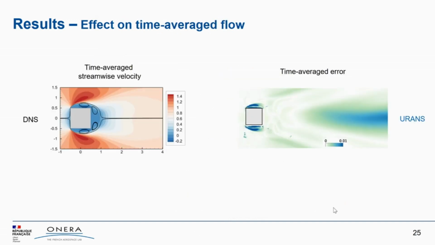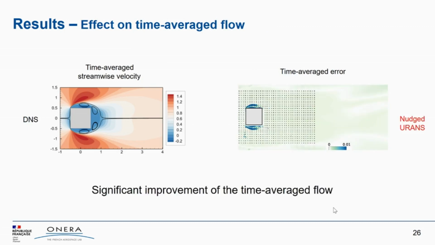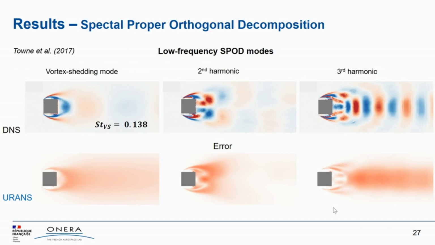So we also had a look at what happens to the time average quantity. On the left you see the time average streamwise velocity of the DNS, and on the right the time average error of the neurons. And now you clearly see that for the nudged neurons, this time average error is significantly decreased. The same can be done for the fluctuation, and we can also look precisely at what happens at low frequency. To do that, we performed a spectral proper orthogonal decomposition of the different simulations, the DNS, neurons, and nudged neurons, and we compared the results.